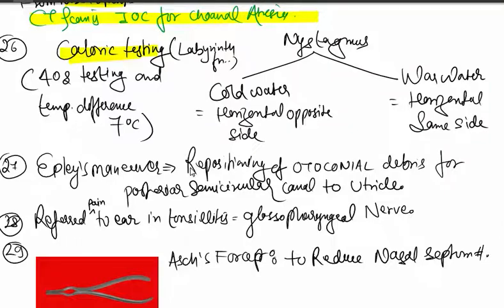So this is to देखना है labyrinth function कैसा है, to determine labyrinth function is okay or not. So we are going to produce nystagmus with cold water and warm water. Okay. Cold water nystagmus is horizontal, that is opposite side में, and warm water produces a horizontal way to the same side.